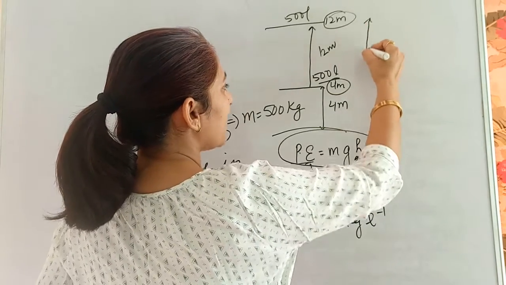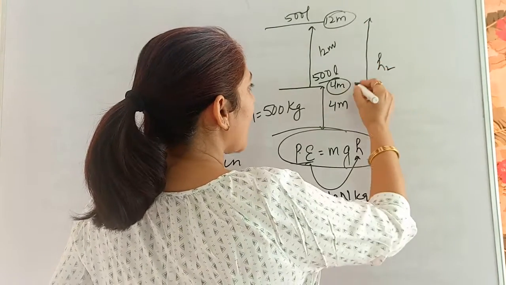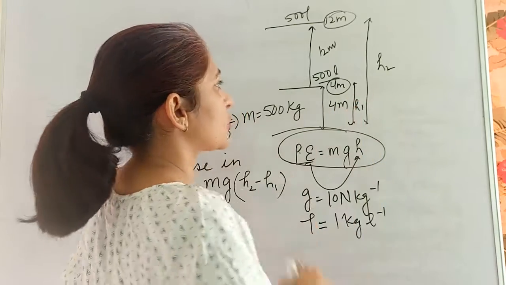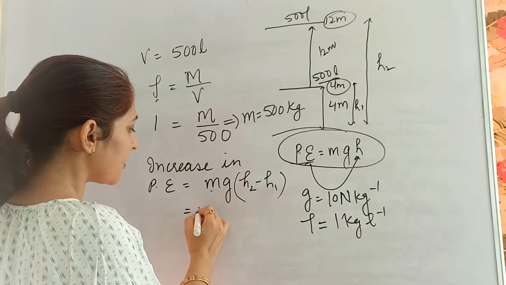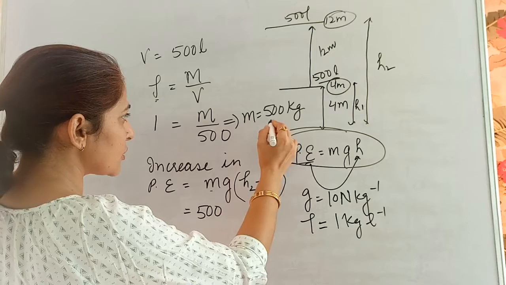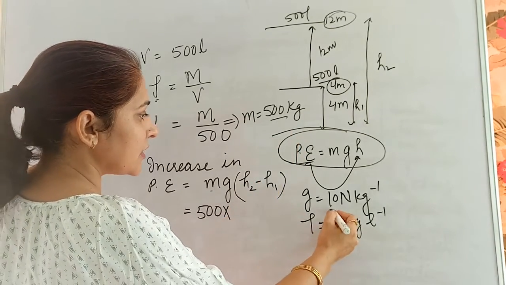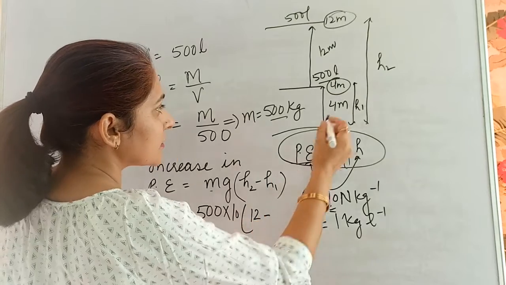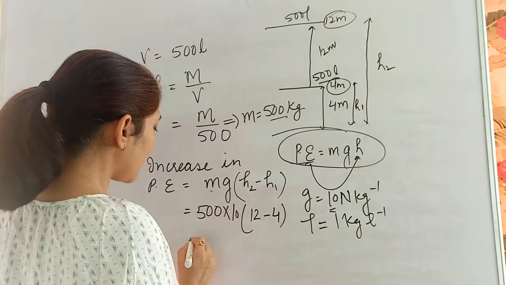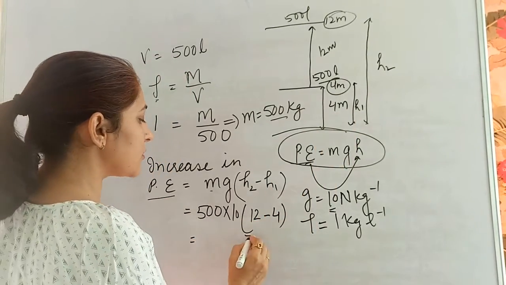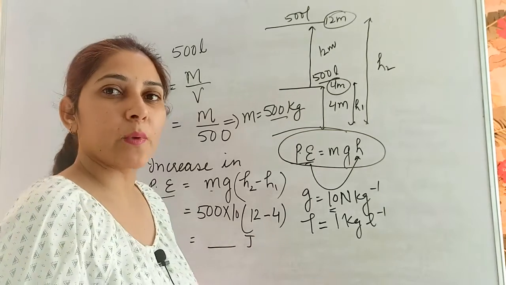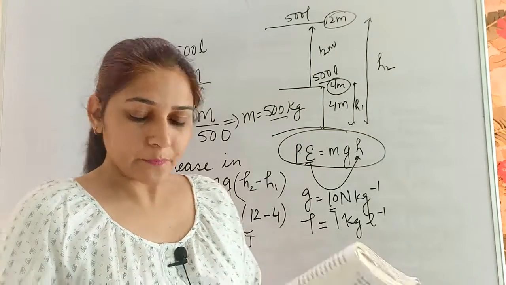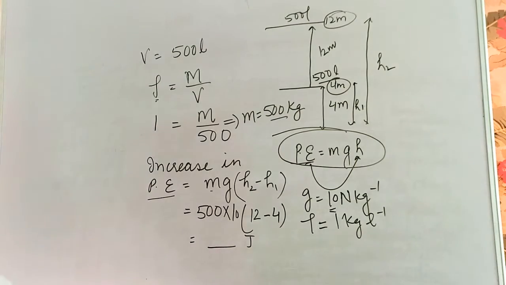Suppose this complete is your h2 and this is your h1. So this is 500, the mass which we calculated, into g, they are saying take it as 10, into h, 12 minus h1 which is 4. You can solve it. This is potential energy, so whatever answer you are going to get, that will be in joules. Okay.